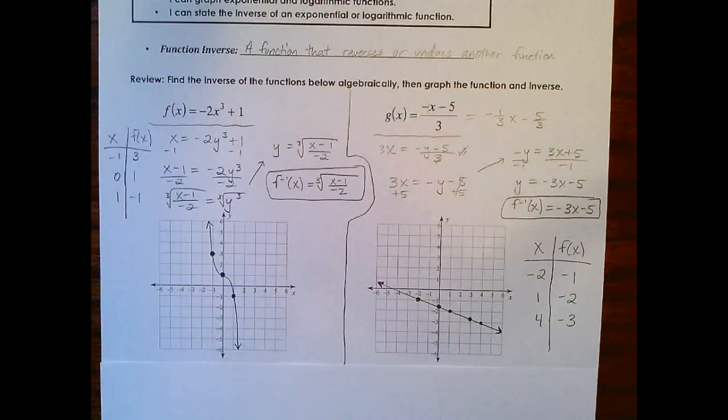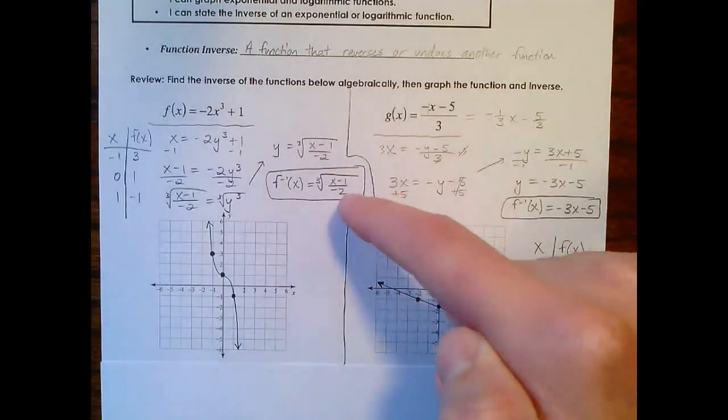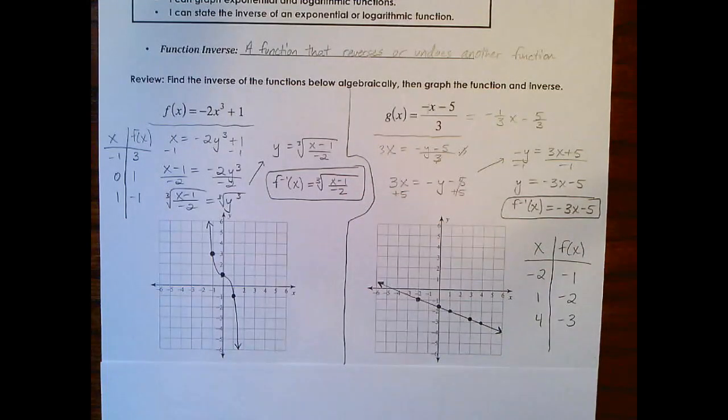Now the nice thing about inverses, we said that the first step for finding an inverse was just flip-flopping the x's and the y's, which is kind of nice. So that means if I wanted to find the inverse of negative 2x cubed plus 1, and since I have it here algebraically, I can just flip-flop the x's and the y's when I'm graphing to help me graph it.